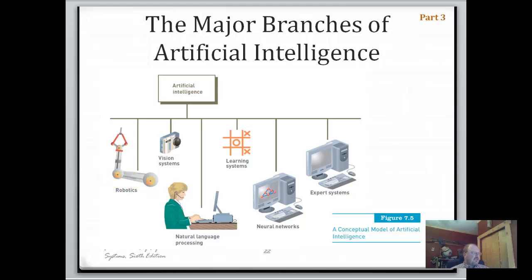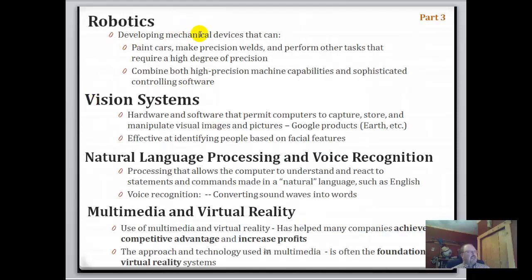Let's see. I think we have another slide. Robotics is developing mechanical devices that can paint cars and do things like that. Vision systems are hardware and software that permit computers to capture, store, and manipulate visual images. Google Earth is a great example of that. Natural language processing, things like Dragon NaturallySpeaking, and then multimedia and virtual reality. A lot of companies are using a virtual reality system as part of their information system. They use that a lot for training and simulation environments.